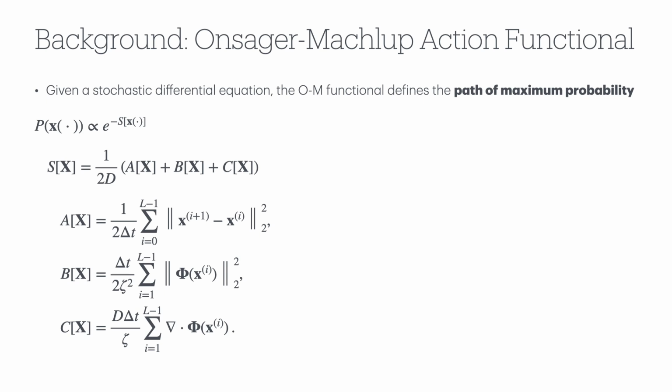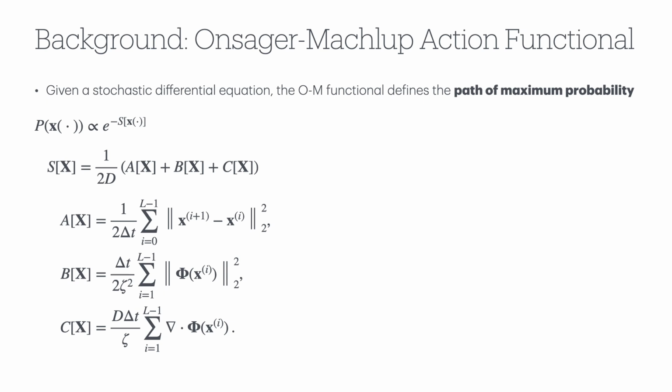In order to maximize the probability of this path, we want to minimize S of x, because the probability is proportional to e to the negative S of x. And S of x is equal to 1 over 2D times this term here, where D is a hyperparameter, and we have these three terms, A, B, and C. To minimize S, we want to minimize A, B, and C. The long derivation of how we get this is shown in the appendix of the paper, but this is also a known thing. The OM action functional is a known way of figuring out the path of maximum probability given a force field. That's the key idea: we want to minimize A, B, and C.